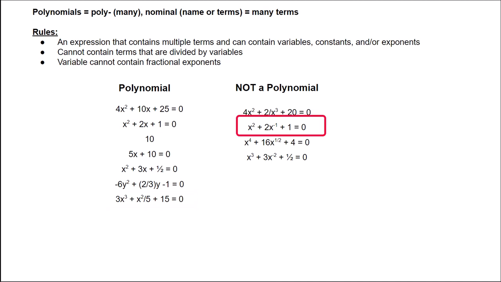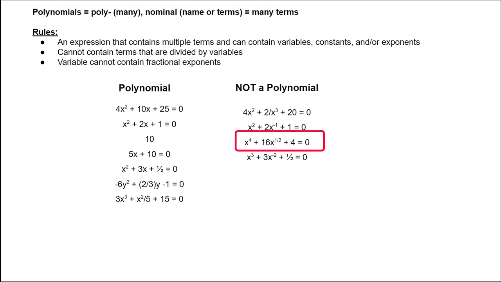X squared plus 2x to the negative 1 plus 1 equal to 0 is not a polynomial, because if you were to write the second term according to the negative exponent rule, you would have x squared plus 2 over x plus 1. Since the second term would be divided by a variable, this means that the expression is not a polynomial.